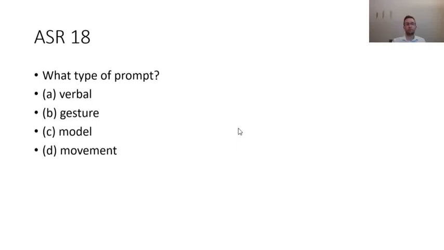ASR 18. What type of prompt did I use? Was it a verbal prompt, A? Or B, a gesture prompt, C, model, or D, movement?